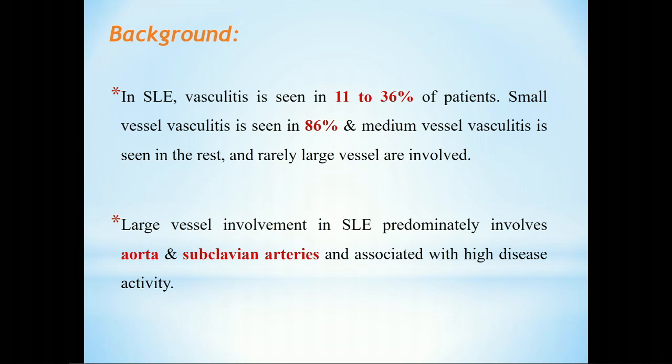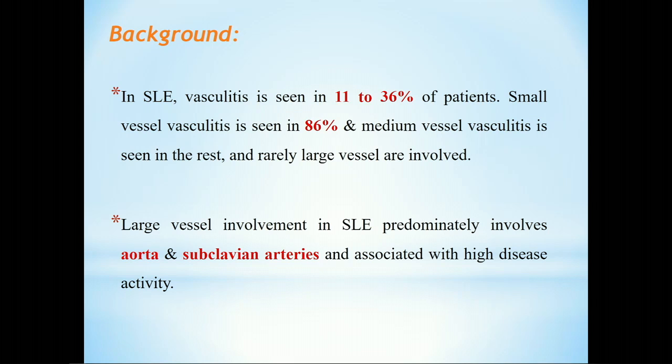Also in lupus, vasculitis is seen in 11 to 36% of patients. Small vessel vasculitis is seen in about 86%, and medium vessel vasculitis is seen in the rest. Large vessel vasculitis is very, very rare in patients with lupus, up to 1 in 100,000 patients. So it's a very rare case and a unique presentation.